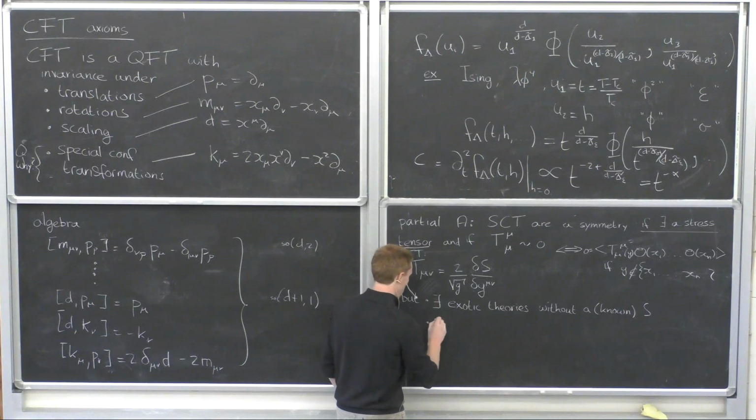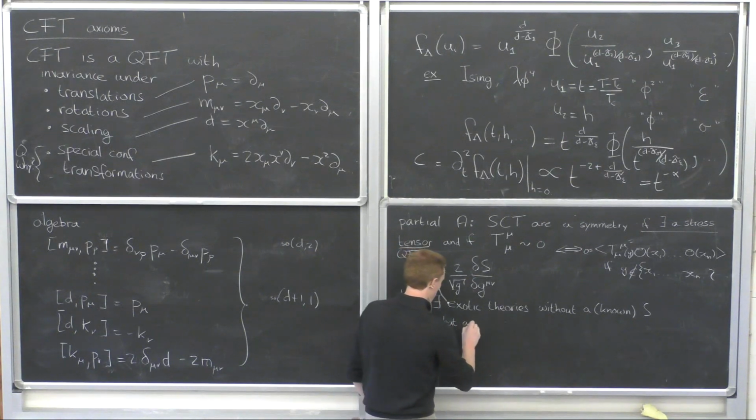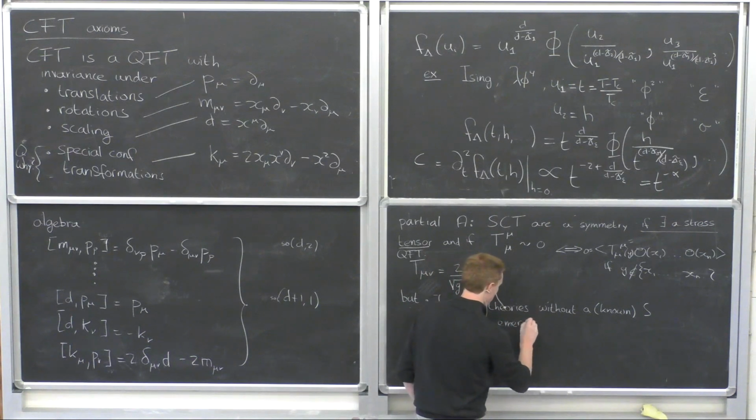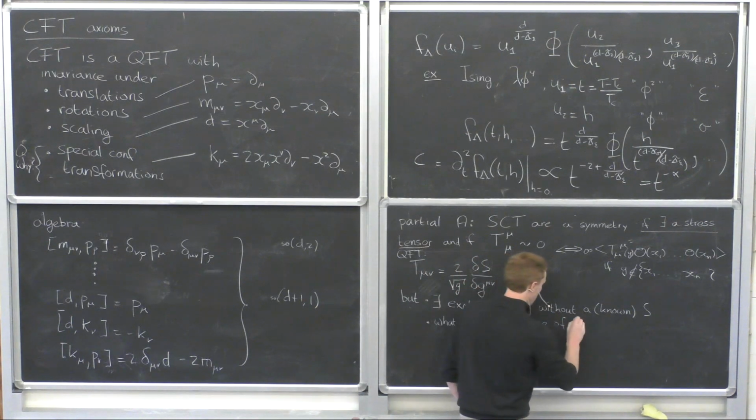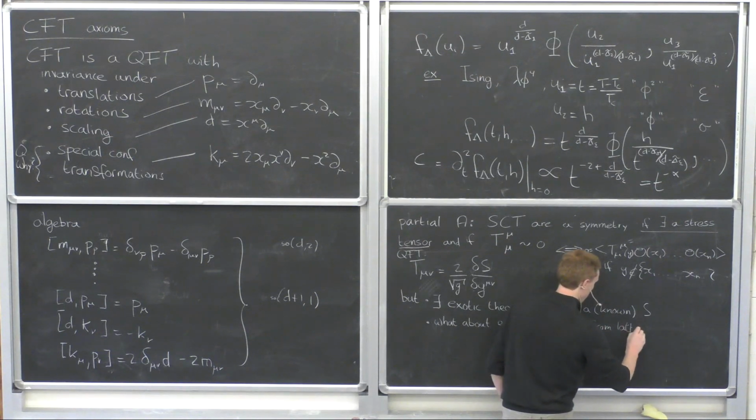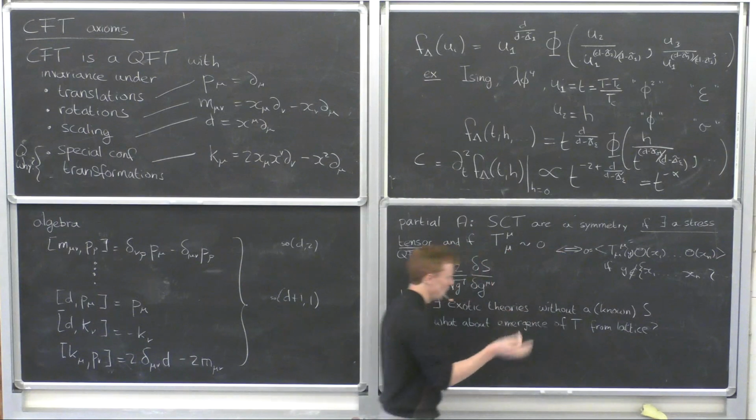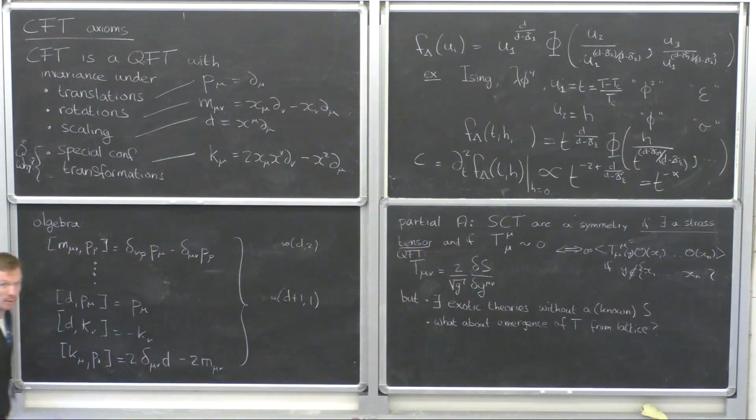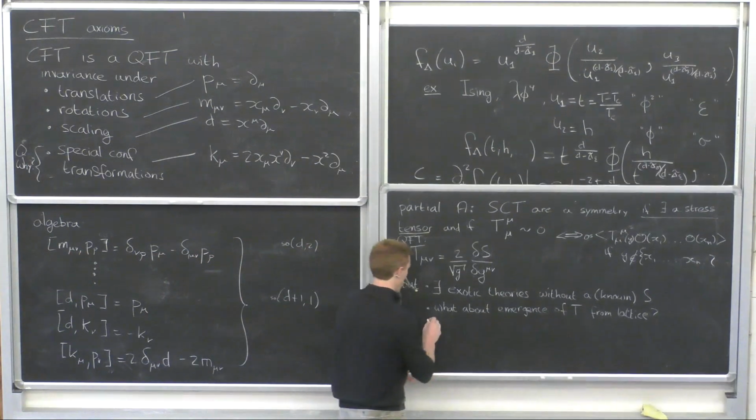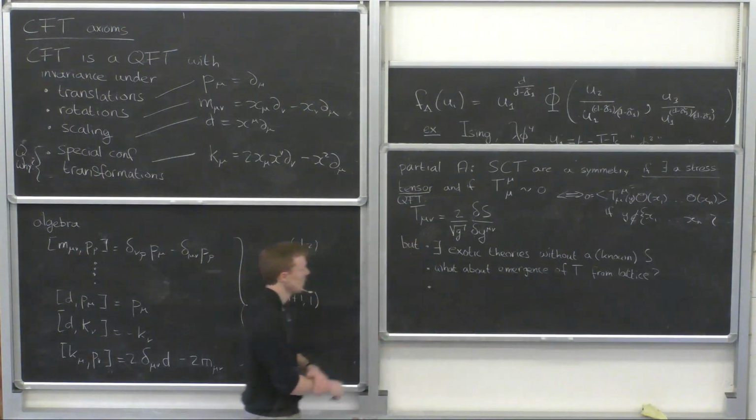Also, what about emergence of T from lattice descriptions? I mean, you can make some argument there. It's not a completely unknown thing, but I'm not going to discuss it. It's subtle, is what I want to say.